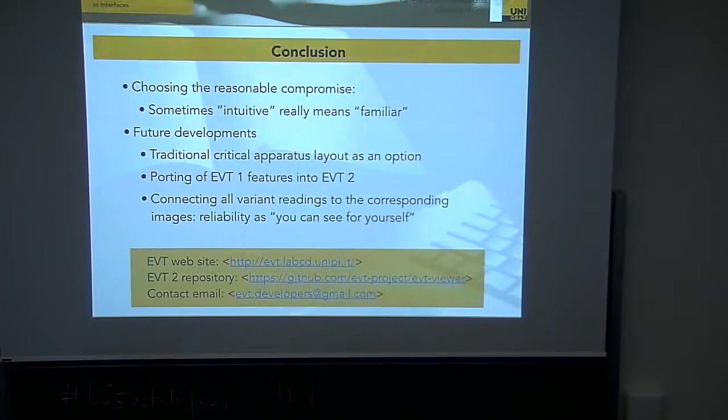Future developments, we are thinking of going to follow the same path and add traditional layout and hideable dynamic frames that can hold more content. For instance, the source text for an edition, a second layer of critical apparatus, commentary notes, and more. And two other tasks are the porting of the EVT1 features into EVT2, and then adding a very important feature that is going not only from the critical text to the witness, which we already do, but to the image that holds that specific reading. Thank you very much.